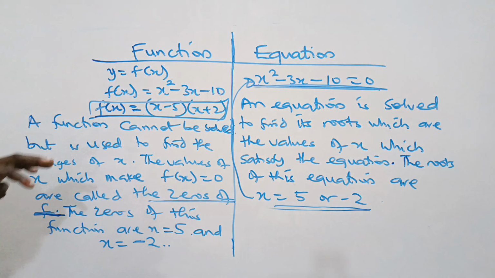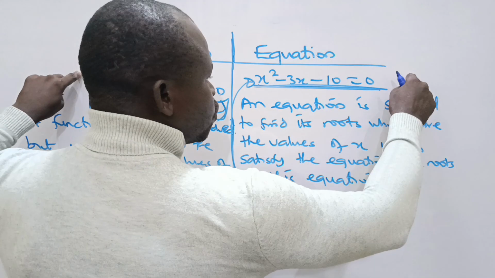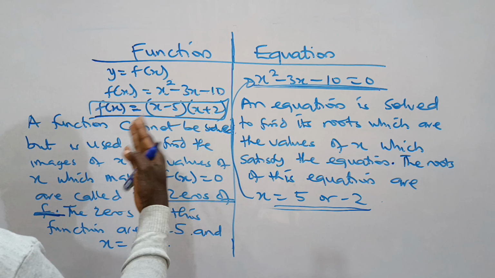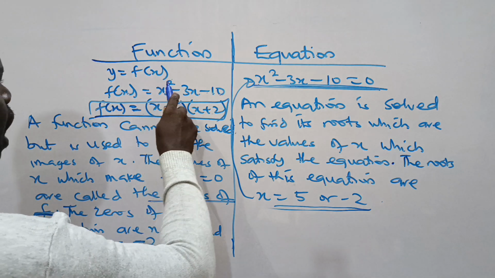So when we talk about the function, we talk about the zeros of the function. But if we talk about an equation, we talk about the roots of the equation. So by the time we introduce polynomial, we'll be talking about the zeros of the polynomial, because polynomial is actually a function. We'll be dealing with a function. So that's just the difference between a function and an equation.